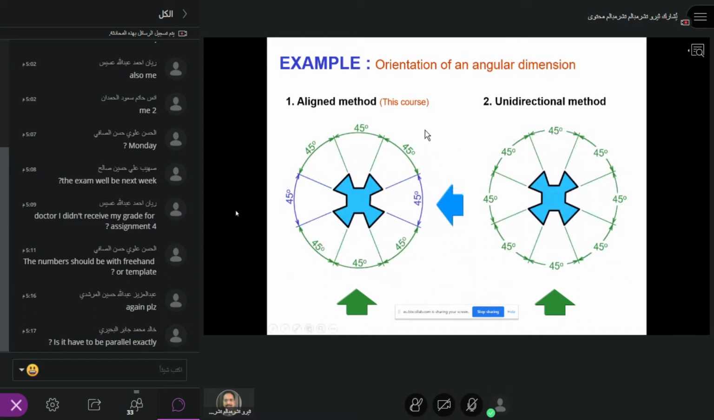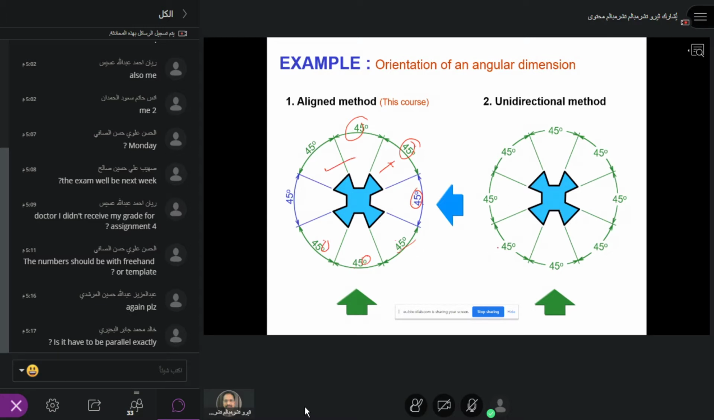The aligned method for the degrees is always horizontal with a degree. See here, above the dimension line with the degree. If you consider this line, it's above horizontal. Above horizontal, the degree is always there. This is a good practice.